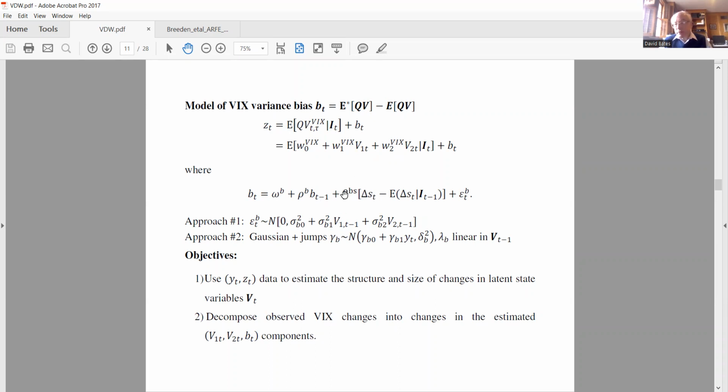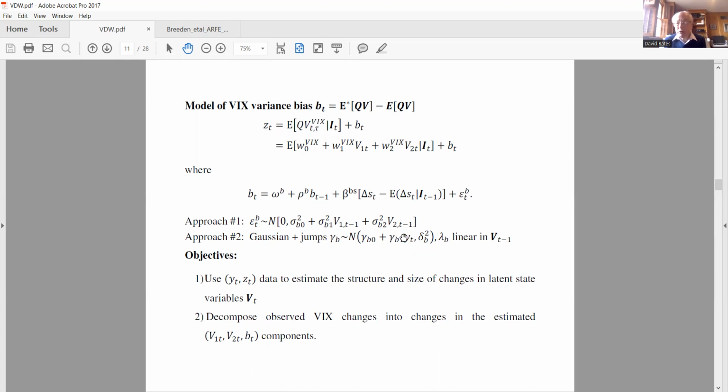And then plus possibly some sensitivity to the shock to the stock market relative to what was expected, and then some sort of noise term, mean zero. And then I use a couple of approaches. One is just to start off with the noise term as Gaussian, but heteroscedastic depending upon the levels of variance of V1 and V2. But I then also move on to a model with Gaussian plus jumps in B, where the jumps are also sensitive to the observed return.